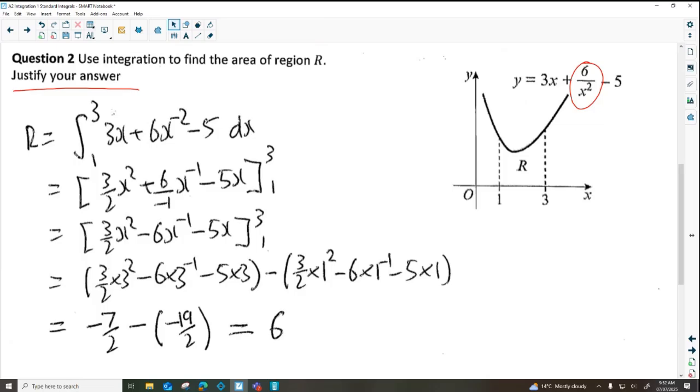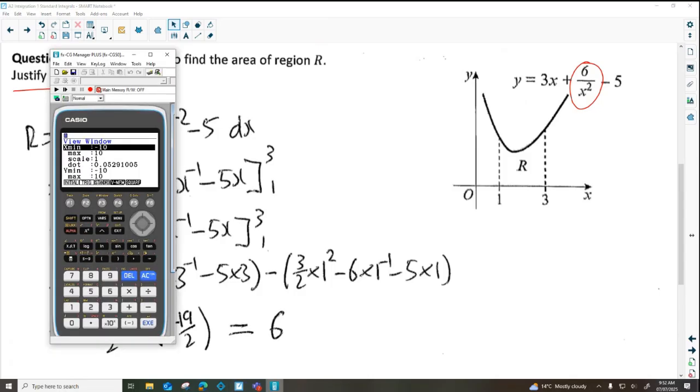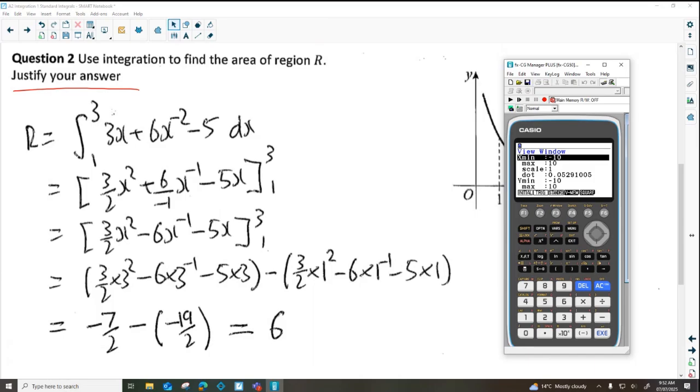If you carefully use your calculator to do that, you'll get -7/2, take away -19/2, which will give you a value of 6. Your calculator will do this in 2 different ways. It's worth remembering this, folks. So this is with the CG50. Other brands of calculators will do something similar.